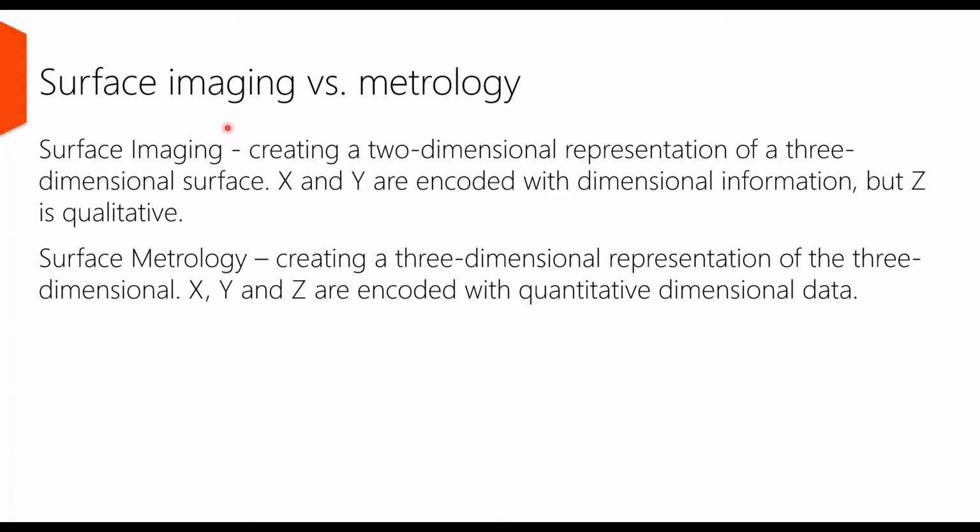Okay, so what are the differences between surface imaging and metrology? Well, surface imaging is creating a two-dimensional representation of a three-dimensional surface. So the X and Y are encoded with dimensional information, but the Z is qualitative. An optical image in an optical microscope is a good example of this. The Z in an optical microscope just isn't represented by anything, really. Surface metrology is creating a three-dimensional representation of a three-dimensional surface, and the X, Y, and Z are all encoded with quantitative dimensional data.